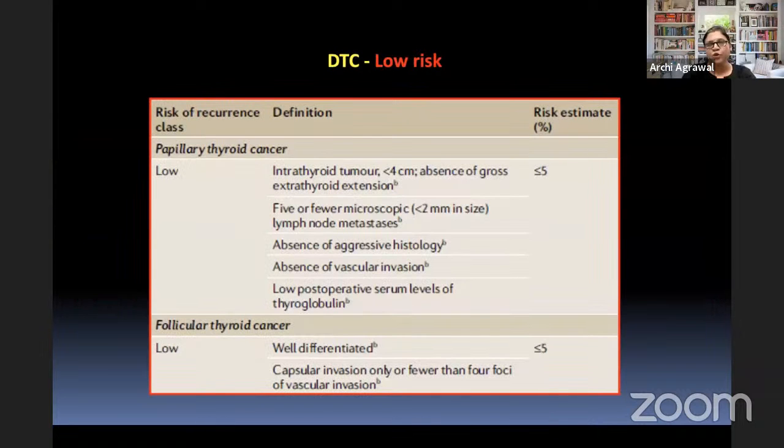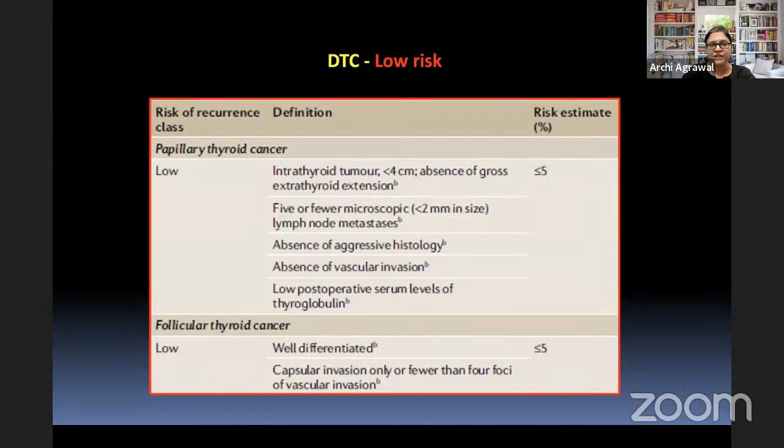So if we look at low-risk patients, I think you must be knowing that when we are looking at papillary CA thyroid, intrathyroidal tumors which are less than 4 centimeters, there's no gross extrathyroidal extension, less than 5 lymph node metastases which have just microscopic lymph nodal metastasis, absence of any aggressive histology, absence of vascular invasion, and a low post-operative TG level, all this in papillary CA thyroid are considered as low risk.